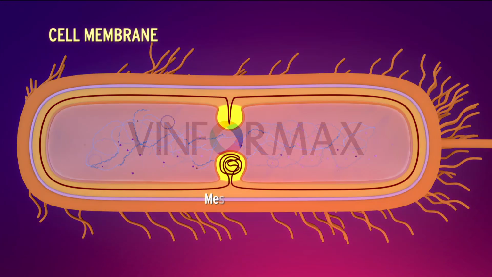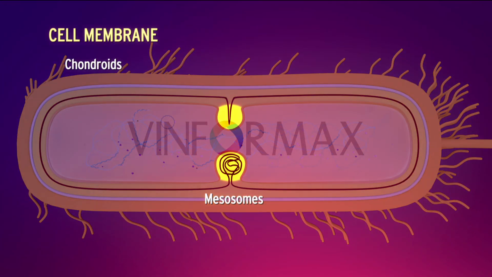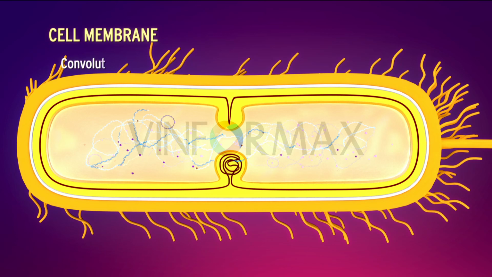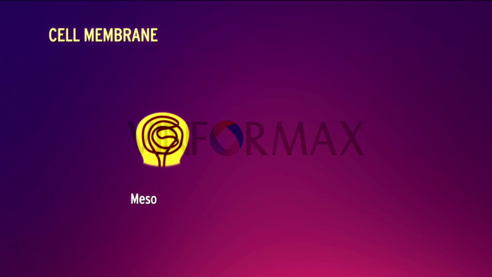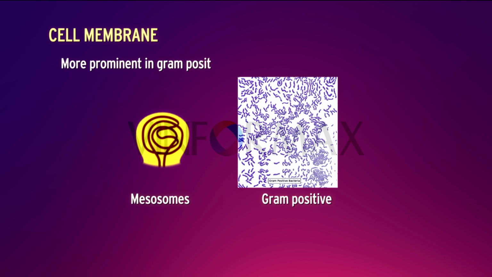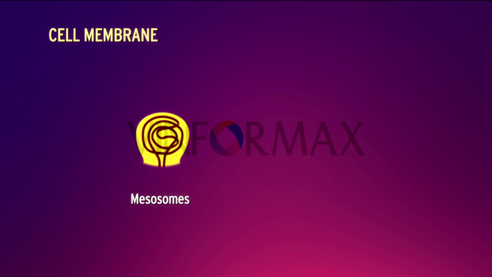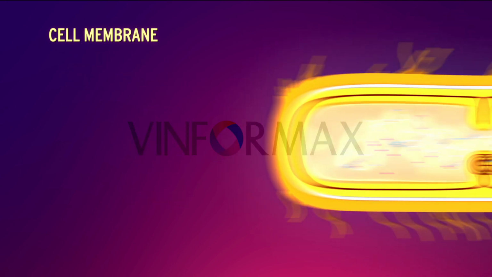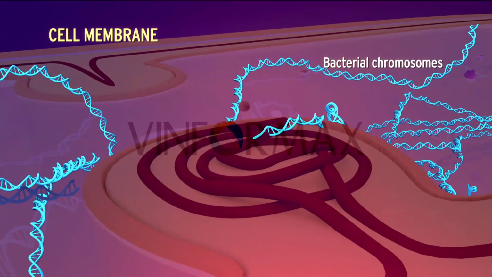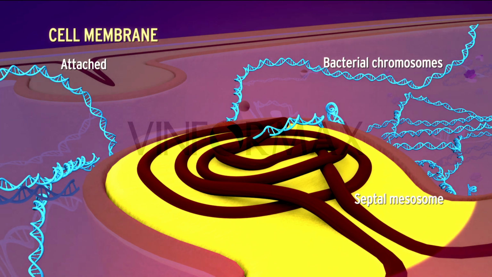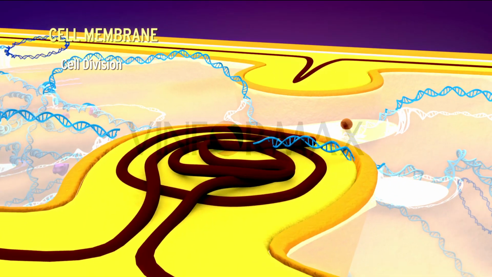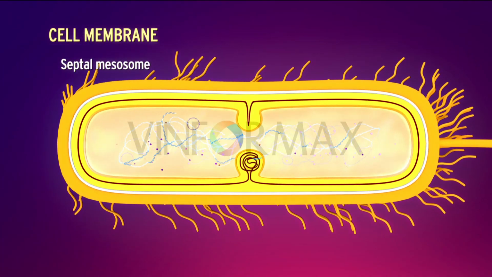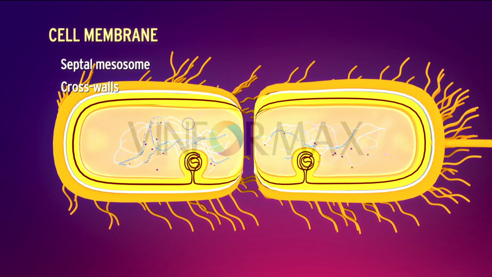Specialized structures called mesosomes or chondroids are formed from the convoluted invaginations of the cytoplasmic membrane. Mesosomes are more prominent in gram-positive bacteria. They are believed to be analogous to eukaryotic mitochondria since they are rich in respiratory enzymes. The bacterial chromosome is attached to the septal mesosome. During cell division, the septal mesosome participates in the formation of cross walls.